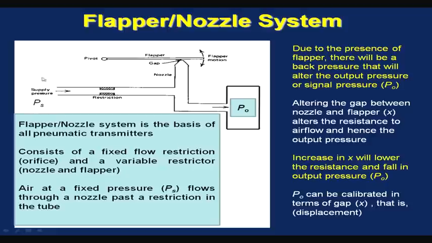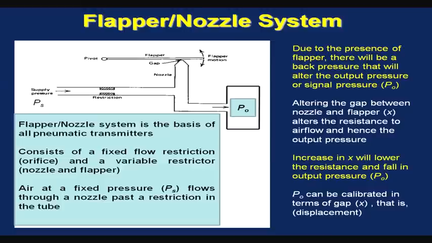Air at a fixed pressure, let us denote that pressure by Ps, flows through a nozzle past a restriction in the tube. So, the air at fixed pressure flows through this restriction and through this nozzle. Now, due to the presence of the flapper, there will be a back pressure that will alter the output pressure P0, also called as signal pressure. Altering the gap between nozzle and flapper alters the resistance to air flow and hence the output pressure.